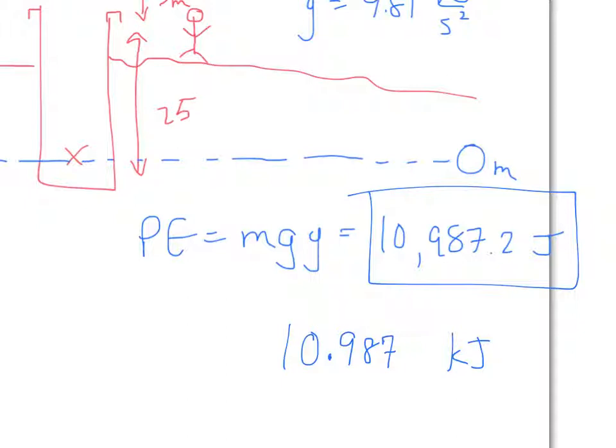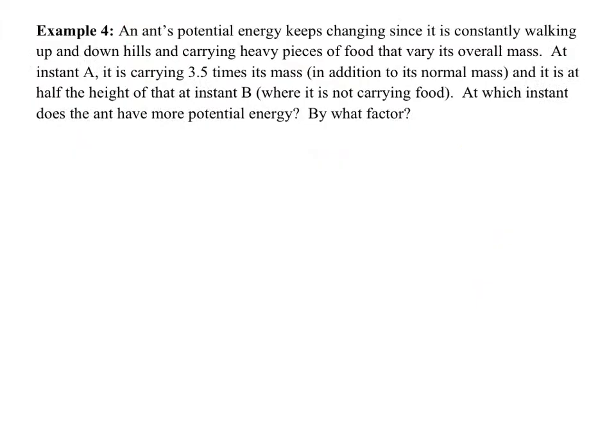Let's look at one that's a little more complicated now than just simply multiplying 3 numbers. So we have an ant, and an ant's potential energy keeps changing since it's constantly walking up and down these little ant hills. And it's carrying heavy pieces of food that vary its overall mass. So maybe the ant's walking by, picks up a piece of bread that somebody left behind. So now the mass of the ant changes. So we're going to see that the mass is changing and the height is also changing. So we say the following.